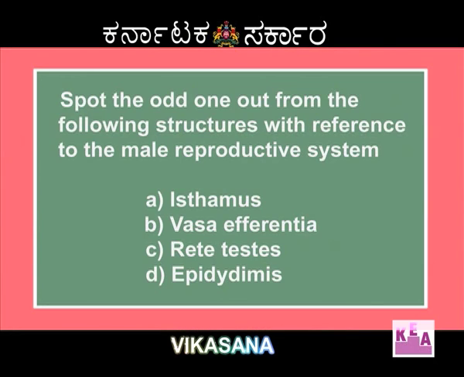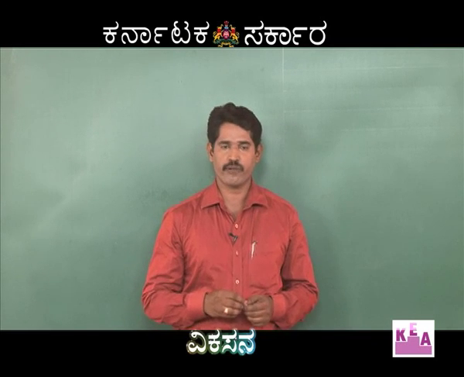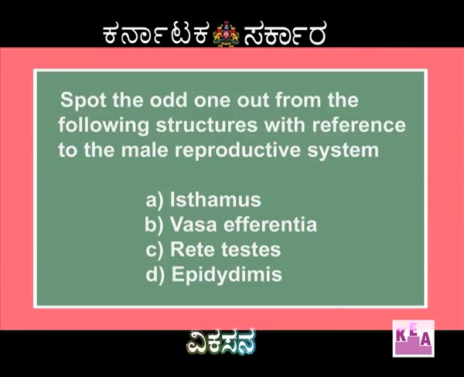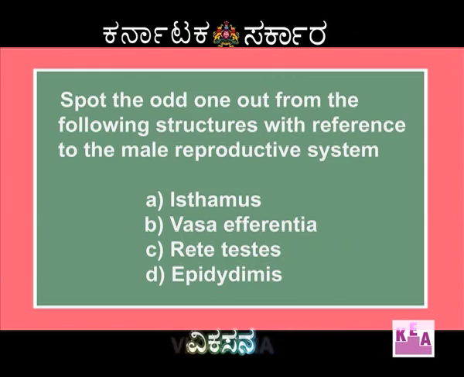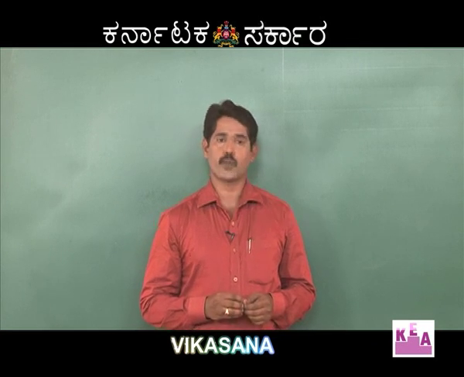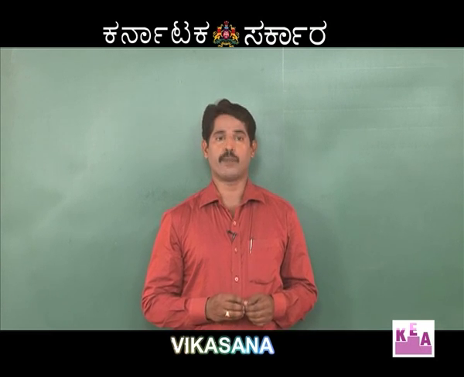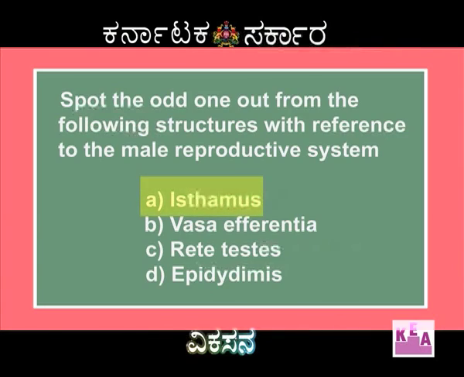Vas efferentia is the duct coming from the rete testis, and rete testis is the fine tubules formed by the collection of seminiferous tubules. Epididymis is the highly coiled elongated duct, which is very important because the maturation of the spermatozoa takes place in the epididymis. So here the correct option is isthmus, which belongs to the fallopian tube of the human female reproductive system.